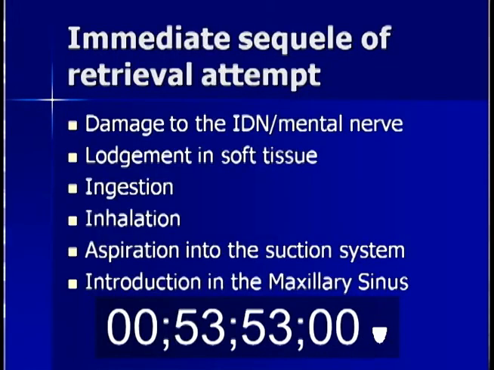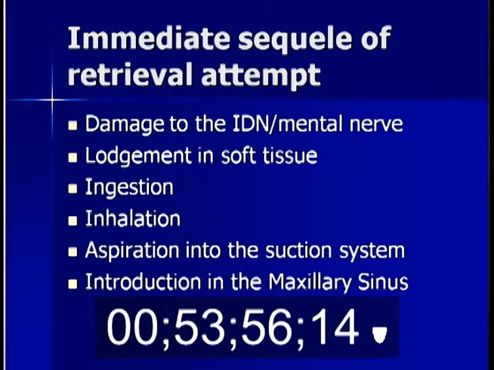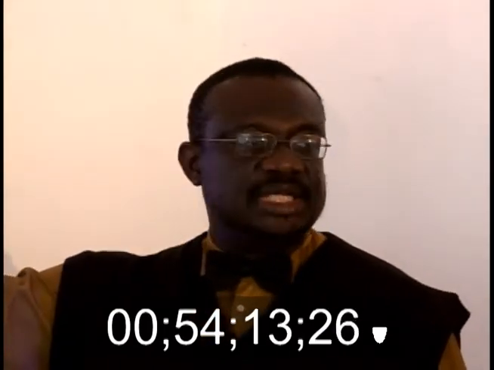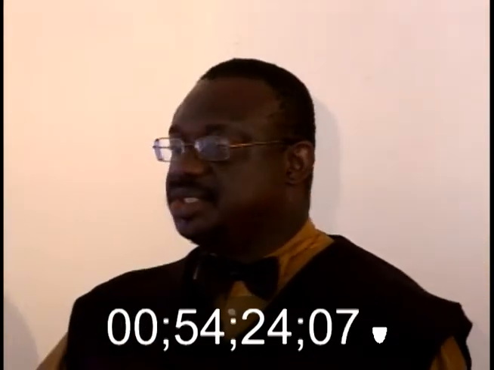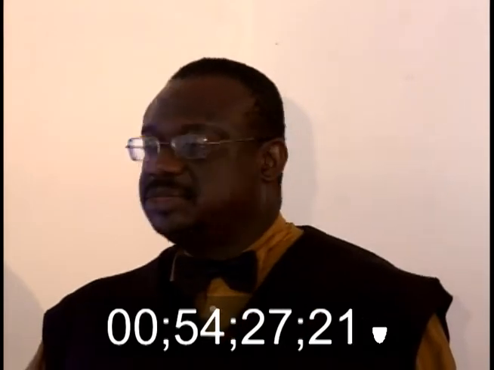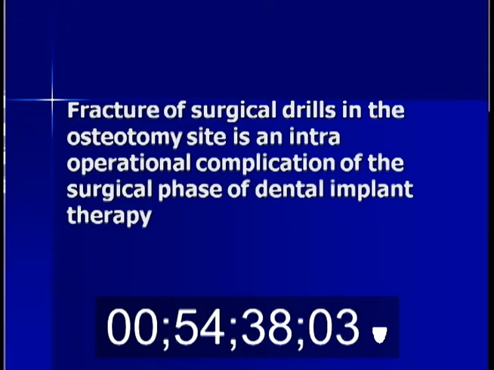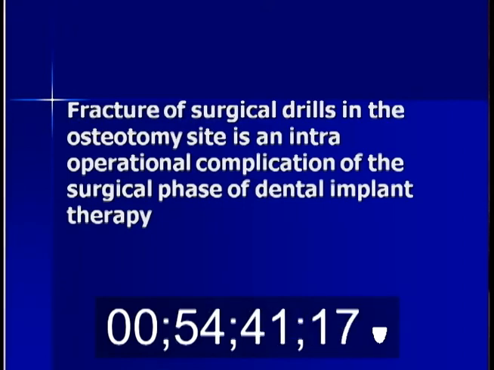The immediate sequelae of the retrieval attempt, if the bur fractures in the osteotomy site, what can happen is that you could have damage to the ID nerve or the mental nerve. You could have lodgement into the soft tissue. You could remove it and the patient ingest it, or it could go through the respiratory tract via the oropharynx. Or it could go into your suction tip. If it's in the maxilla, you could introduce it into the maxillary sinus. So you have to be careful. Now, fracture of the surgical drill in the osteotomy site is an intraoperative complication of the surgical phase of dental implant therapy.